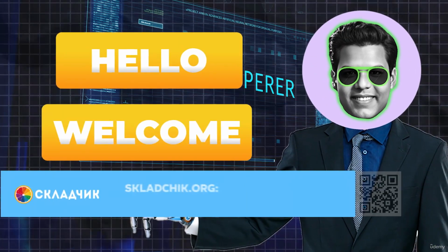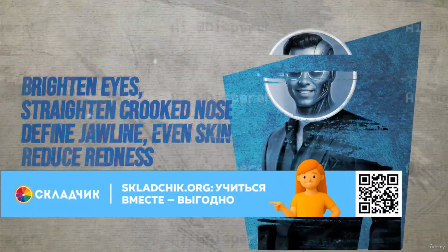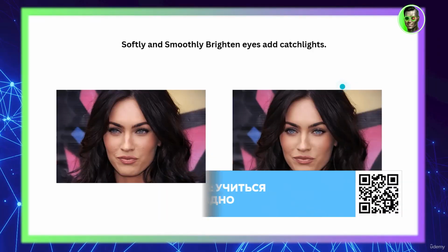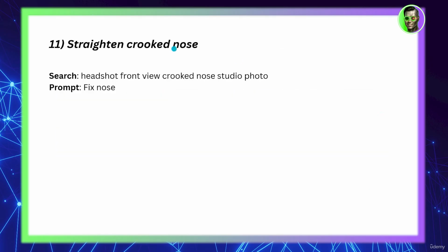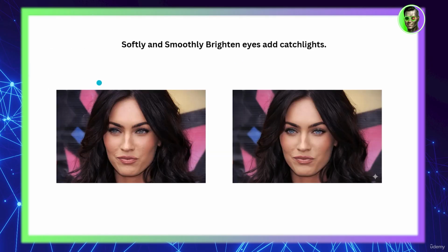Hello and welcome. In this video, we're going to show you how you can brighten eyes and add catch light effects. Now, notice here on the left-hand side that the eyes are not completely clear. But after using the prompt, softly and smoothly brighten eyes and add catch lights, you can see that now the eyes are much more easily recognizable and visible. All right. Now, that is a pretty cool effect, right?